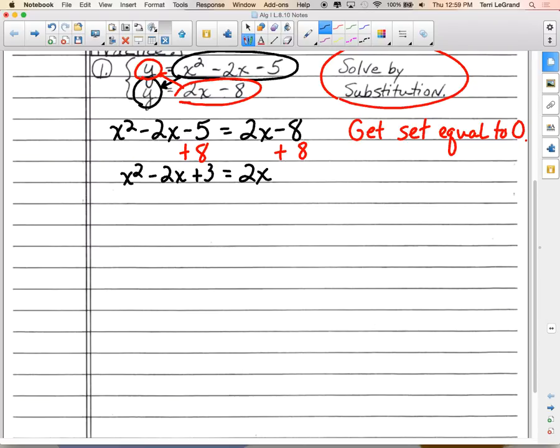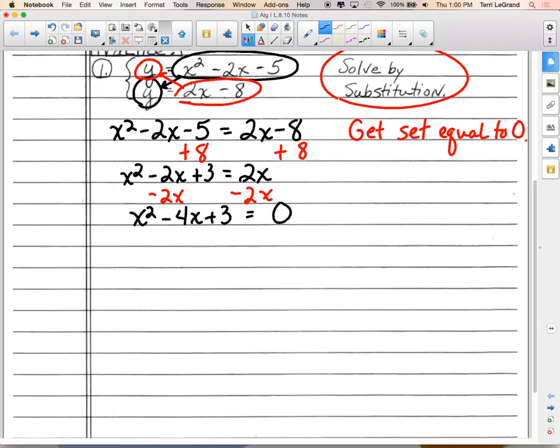Next move, subtract 2x. Because again, we want this to be set equal to 0, so we might as well line it up under the like term on the other side. And we now have x squared, what? Minus 4x. Minus 4x plus 3 equals 0. Look at that, we have a quadratic equation to solve now.